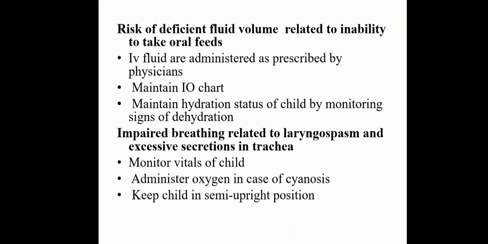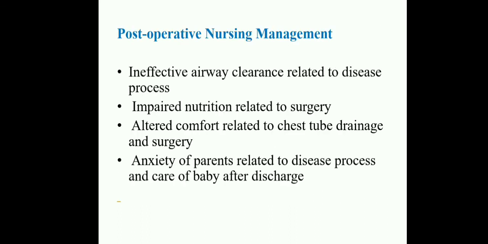Next is impaired breathing related to laryngospasm and excessive secretions in the trachea. What you should do is monitor the vitals of the child, administer oxygen in case of cyanosis, and keep the child in a semi-upright position. This is the management for impaired breathing. Next, coming to the post-operative nursing management.